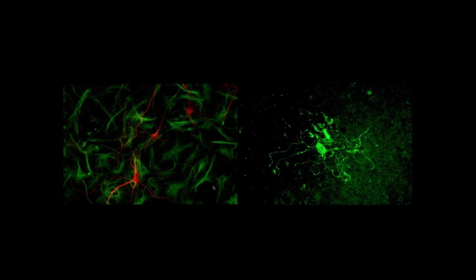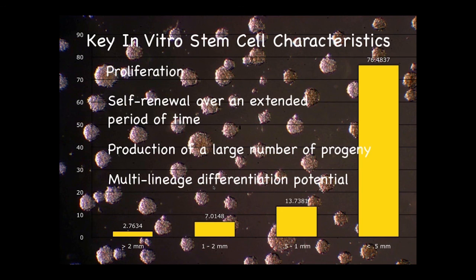Also, the large colonies retained their multipotency. After we had serially passaged them and differentiated them, they continued to give rise to neurons, astrocytes, and oligodendrocytes. So when we look at the key in vitro stem cell characteristics in the colony forming assay, the only colony size that was able to demonstrate the key features of proliferation, extensive self-renewal, generation of a large number of progeny, and a multilineage differentiation potential were the colonies that were over 2 millimeters in diameter.